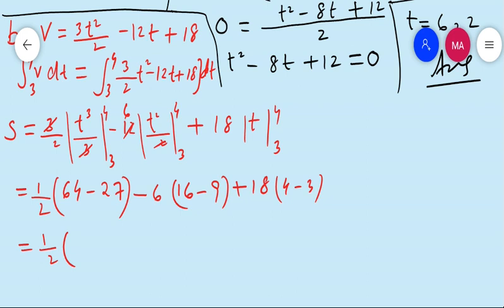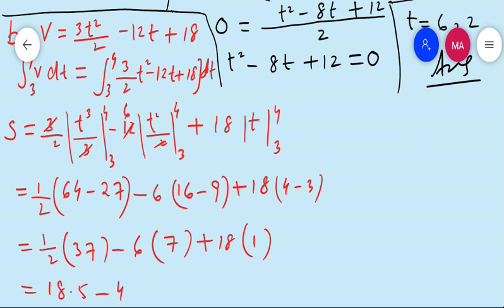1 upon 2, 64 minus 27. It is 37. Minus 6. 16 minus 9 is 7. Plus 18. 4 minus 3 is 1. So 37 upon 2. It is 18.5.